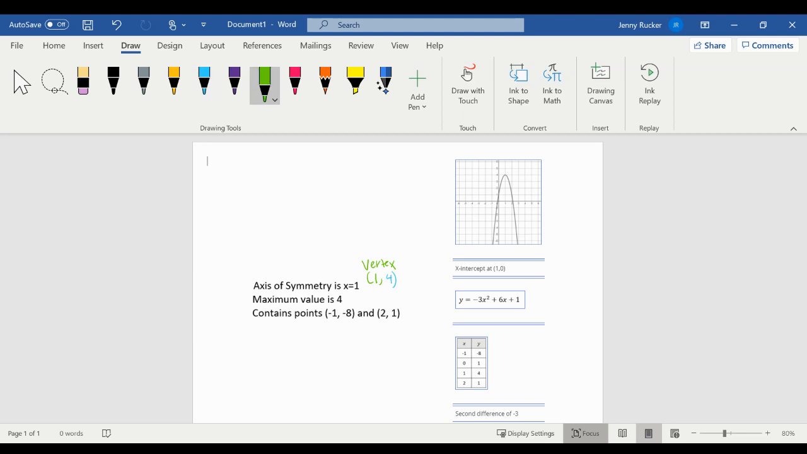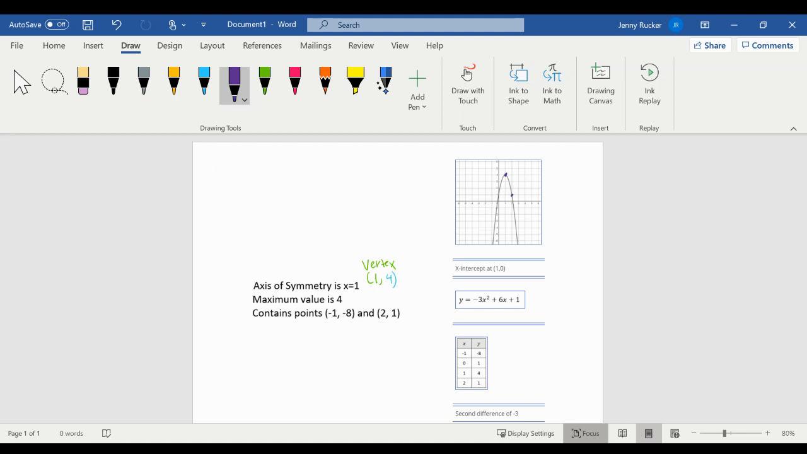Here in our graph, we can see that the vertex is at (1, 4), so that checks. It is a maximum since our parabola opens down. Let's see if it contains the correct points. (-1, -8): looks like that would contain that, but we can't really see it on the graph. (2, 1): it does contain that point. So I'm feeling pretty good about this graph.